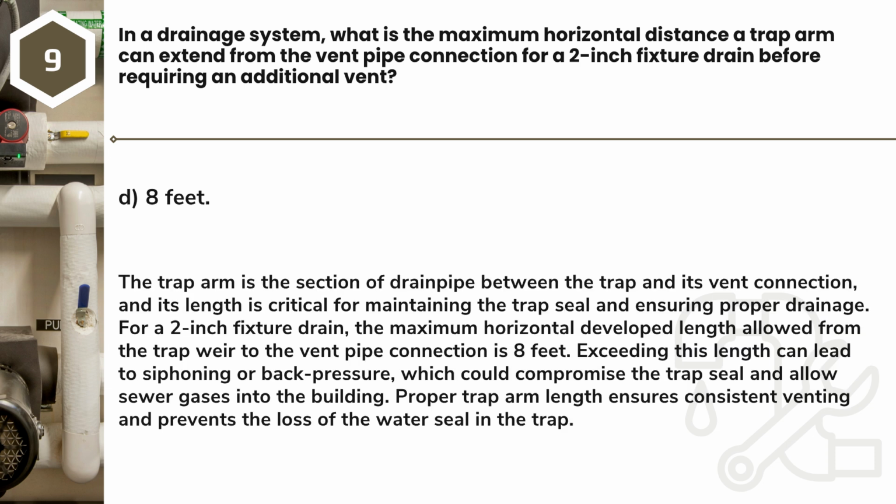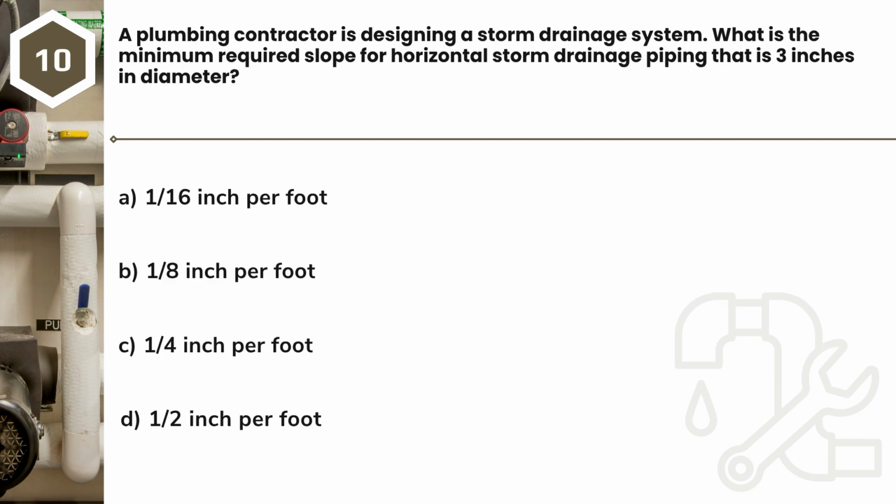Answer: D. 8 feet. The trap arm is the section of drain pipe between the trap and its vent connection, and its length is critical for maintaining the trap seal and ensuring proper drainage. For a 2-inch fixture drain, the maximum horizontal developed length allowed from the trapware to the vent pipe connection is 8 feet. Exceeding this length can lead to siphoning or backpressure, which could compromise the trap seal and allow sewer gases into the building. Proper trap arm length ensures consistent venting and prevents the loss of the water seal in the trap.